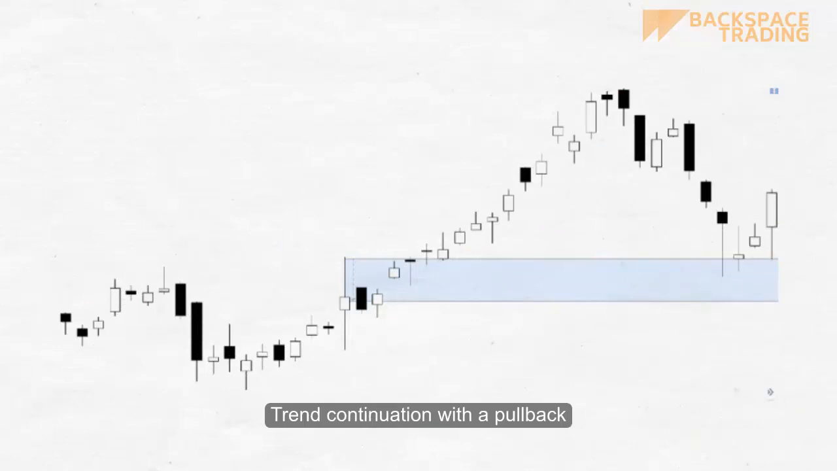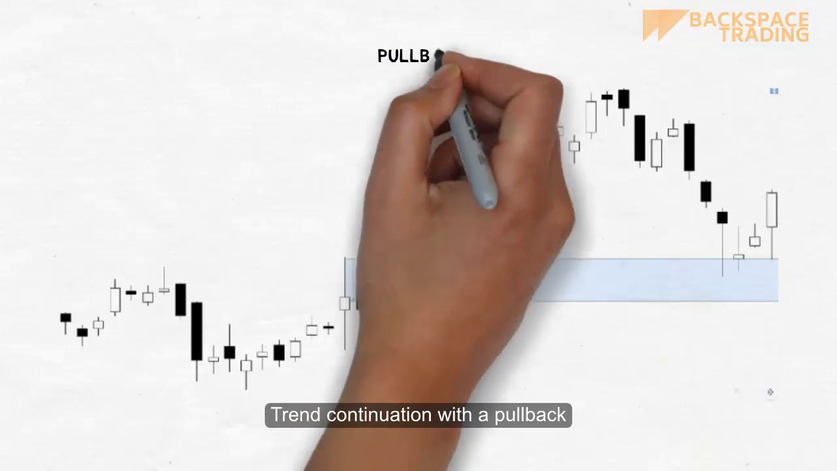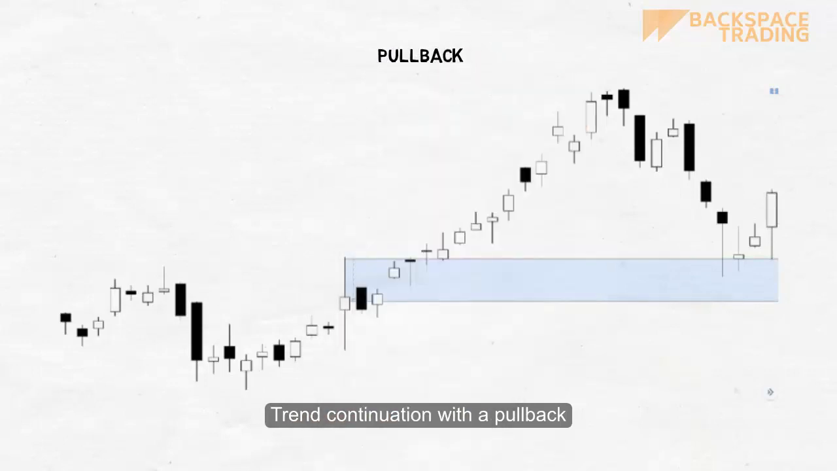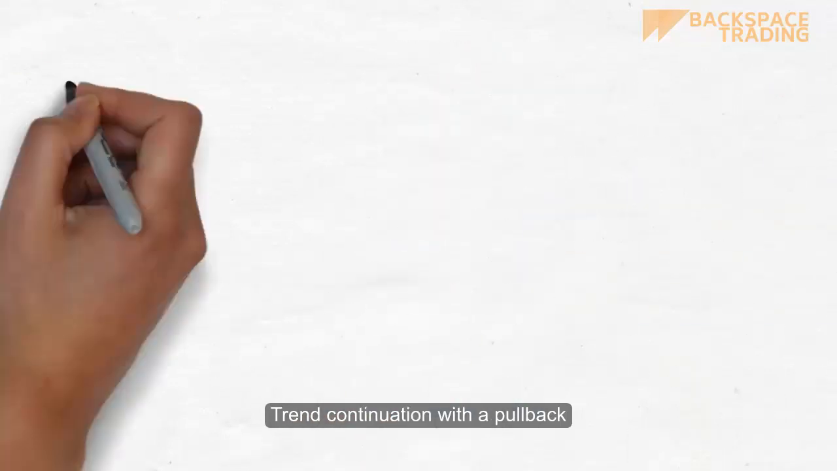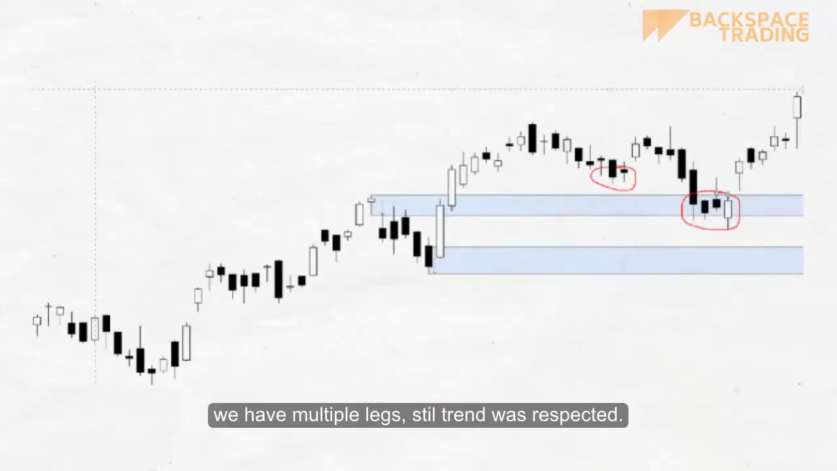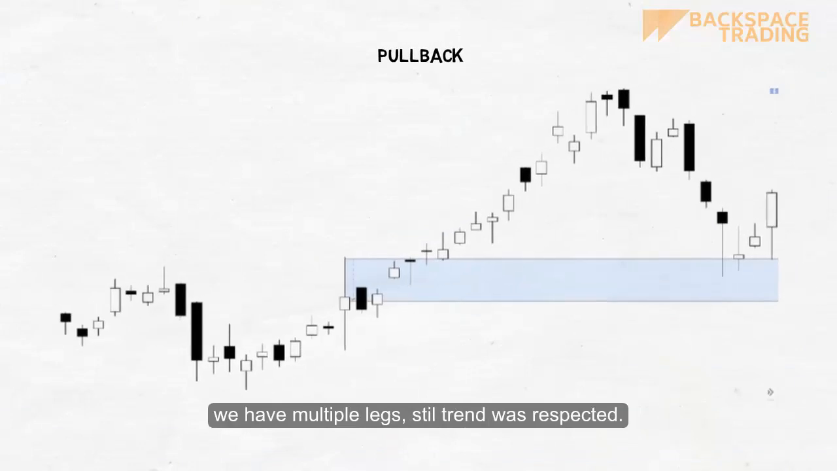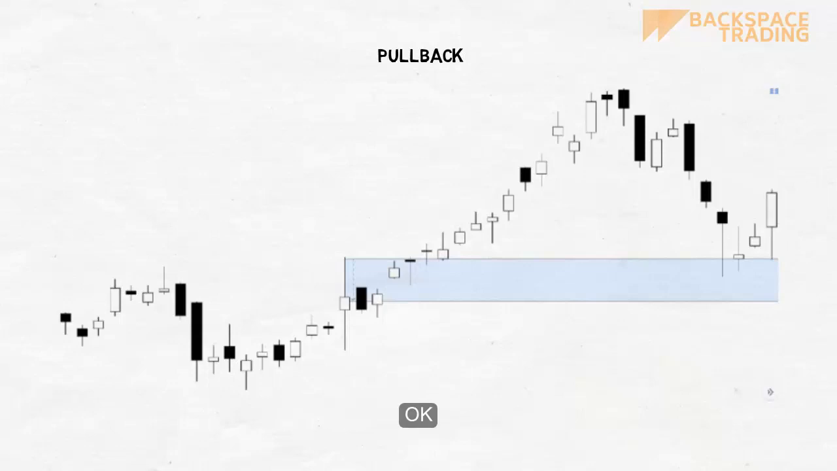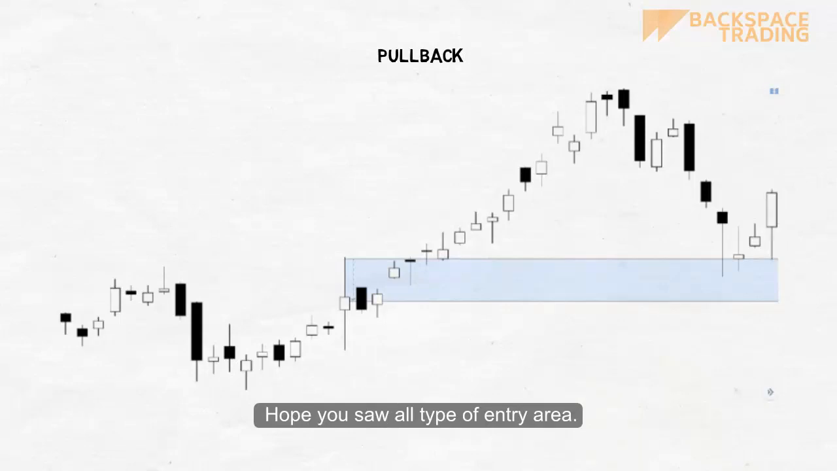Now this is a trend continuation, which means a pullback, and it started moving up. Now this one, we have multiple legs, but still the trend was respected. That is called a complex pullback. Okay, hope you saw all types of entry areas over here. All right, we shall be looking at the live charts.